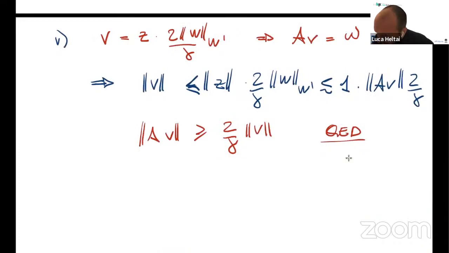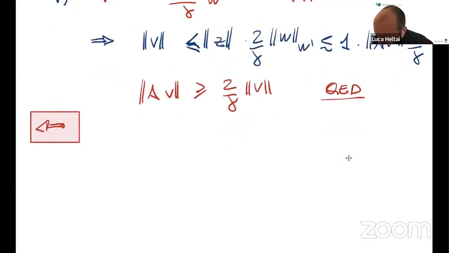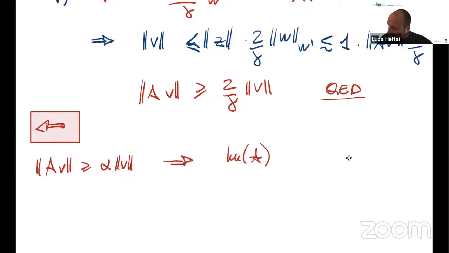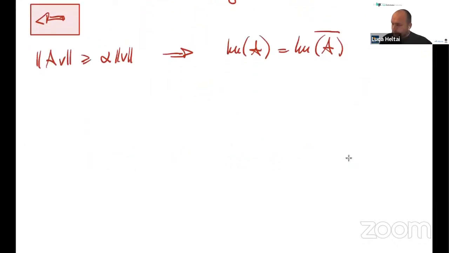Now let's go to the other direction. The other direction is a little bit simpler. Not that this was complex, I just got confused, sorry. So the other direction means that if I have the norm of AV is greater or equal than alpha norm of V, then I want to imply that the image of A is closed. Okay, so this is what I want to prove.